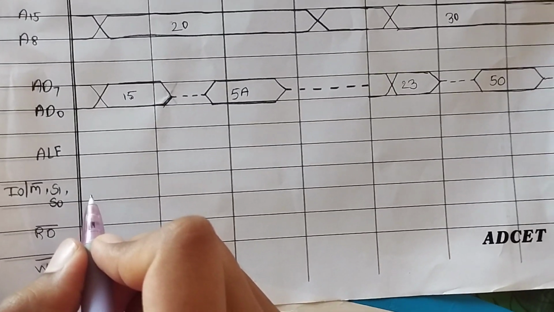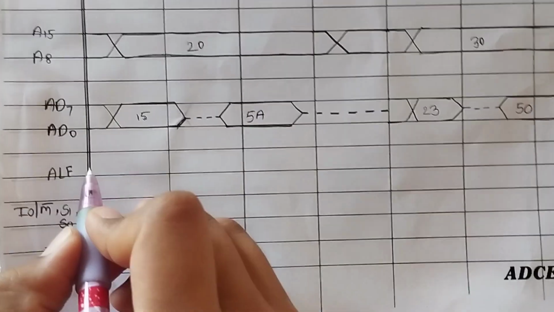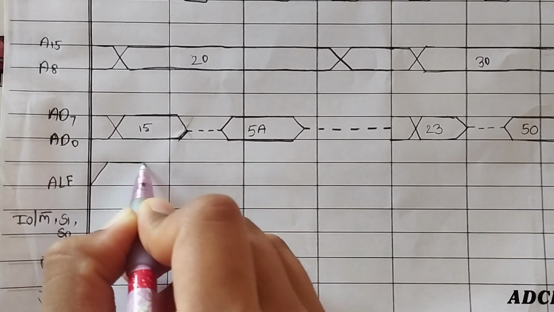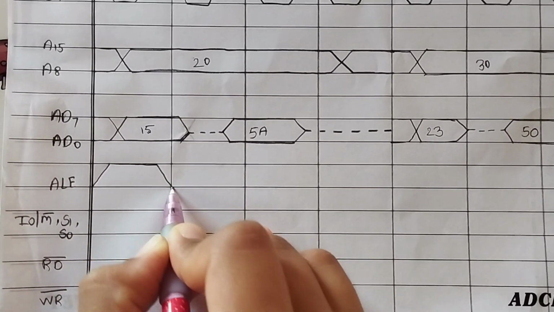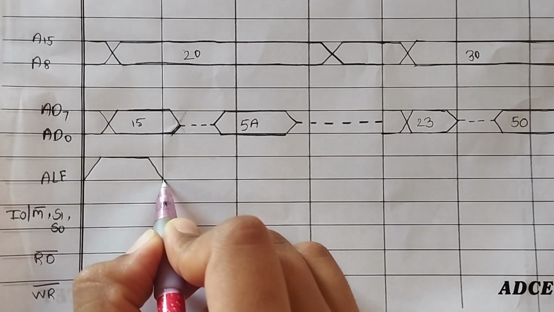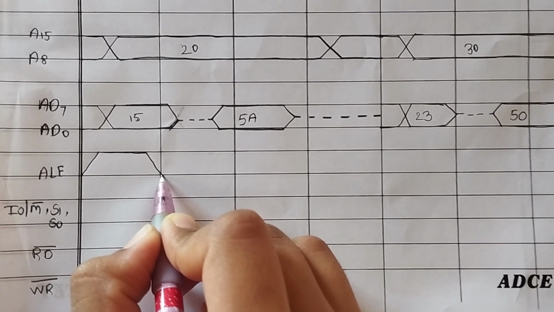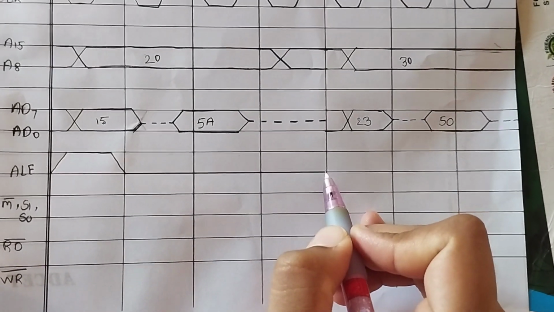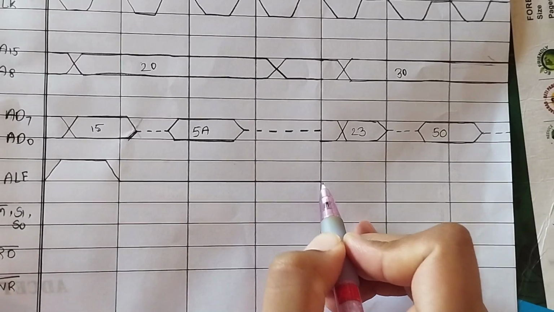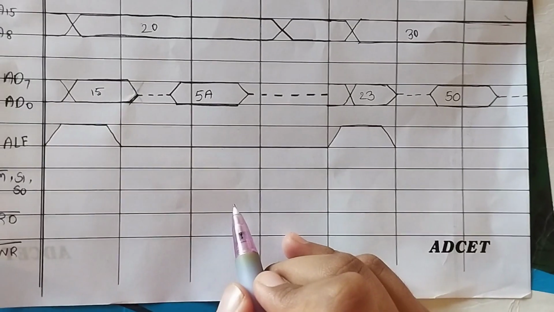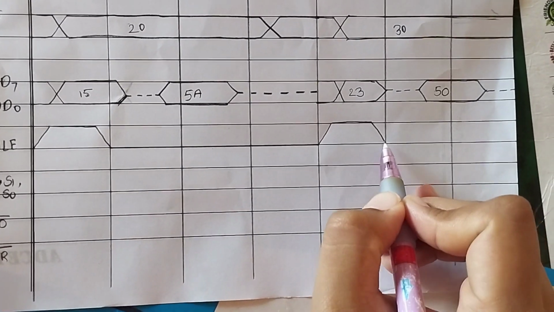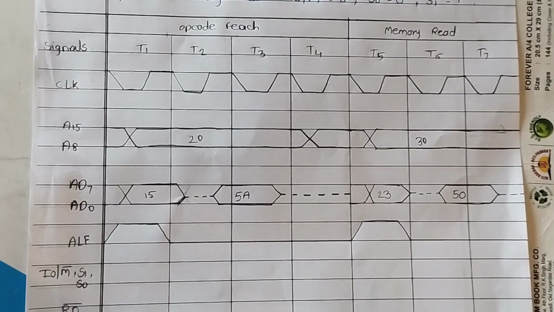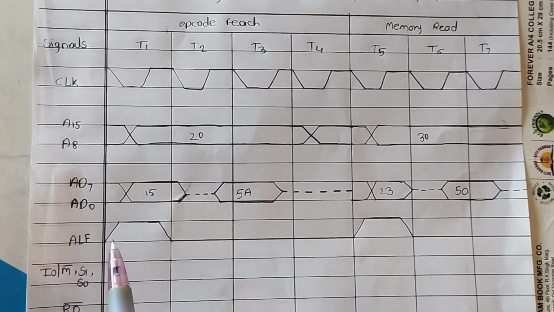Now we draw our ALE signal, which is high at the T1 state, and then for all the other T states it is low. Now again for the second machine cycle it goes high and then it goes low. So we completed the ALE signal also.